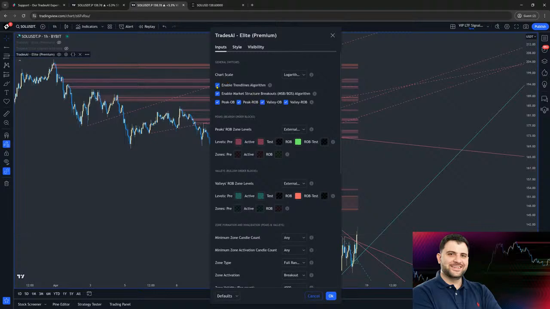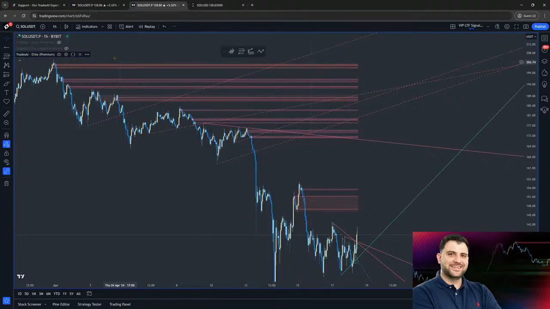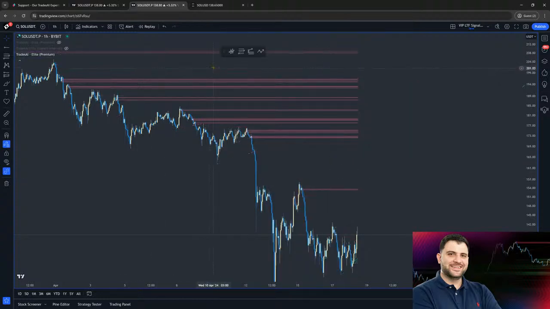I'll disable everything and start with these because we already explained what order blocks are, with ladders and aggressive moves and all that. So I'll focus on this for now. In fact, let me disable the reversal ones, the ROB ones, which are our proprietary kind of algorithm, I would say. Let's focus on peaks and valleys, OBs. Okay, give it some time to reload.